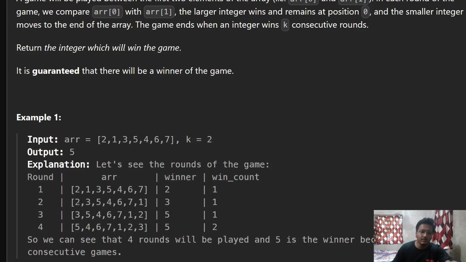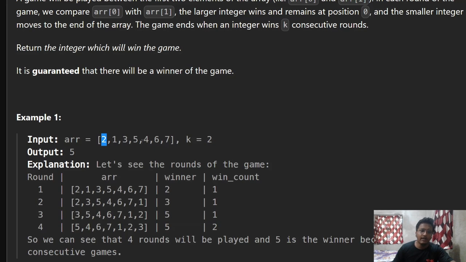So now 3 will be over here, and 2 will be at the back. But as per our approach, we haven't done that, so the win count of 3 is just increased by 1. After that, here we have the 3, and I think here we have the 5. Comparing 3 and 5, we know 5 is the winner. Then winner 5 has a win count of 1 because it's increased by 1.